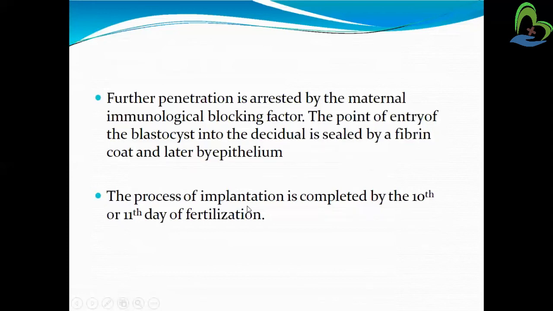Further penetration continues but is arrested by the maternal immunological blocking factor. The point of entry of the blastocyst into the decidual layer is sealed by a fibrin coat and later by the epithelium coat. So the penetration is now stopped, arrested by the maternal immunological blocking factor from the mother's side, and the point of entry of the blastocyst will be sealed by the decidua.